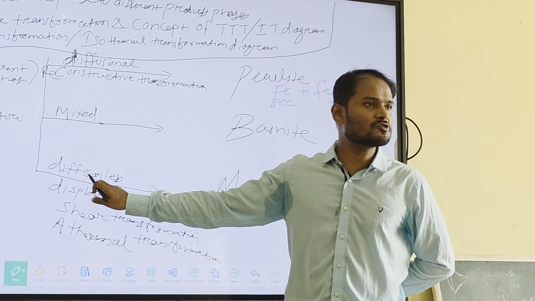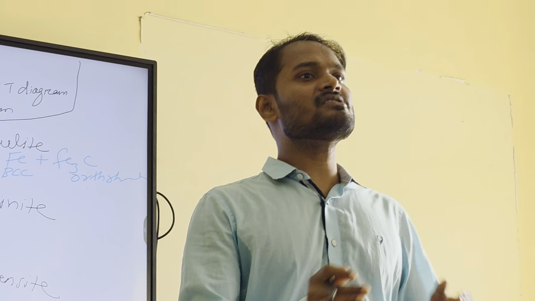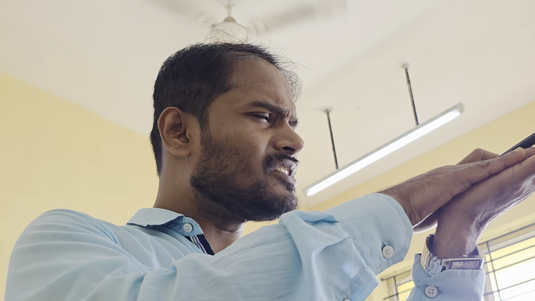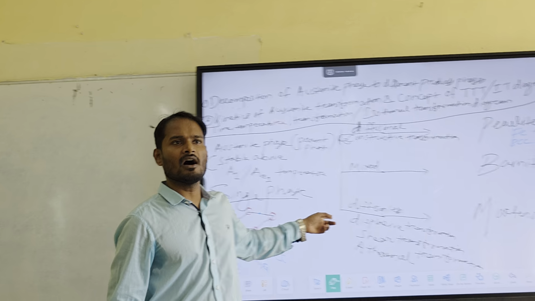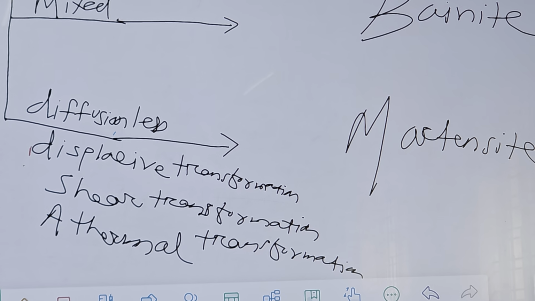Then the next transformation is called diffusionless. The name says it: diffusionless means no migration of atoms will take place over a long distance. Neither carbon nor iron atoms will migrate a long distance. Long distance means at least the interatomic distance. But they will move a very small distance, just a little bit. That is called shear, or shear transformation. I have written that. Some people ask which kind of transformation is called shear transformation. We call the Martensitic transformation a shear transformation.